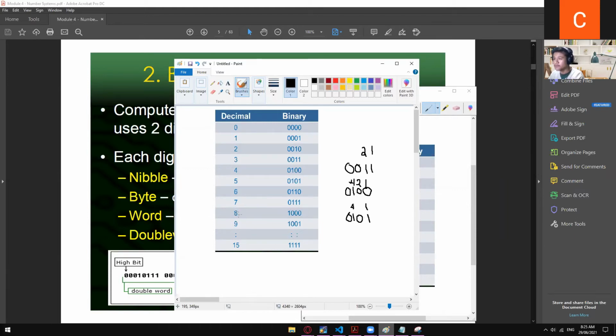Let's say if you want to activate 8, then it's represented by 1, 0, 0, 0, since this one is already 8. If you need 9, then just activate this 1 right here. Okay, so 8 plus 1 is equal to 9. So if you need 15, then just activate everything. Okay, so 1 plus 2 is 3, plus 4 is 7, plus 8 is equal to 15.